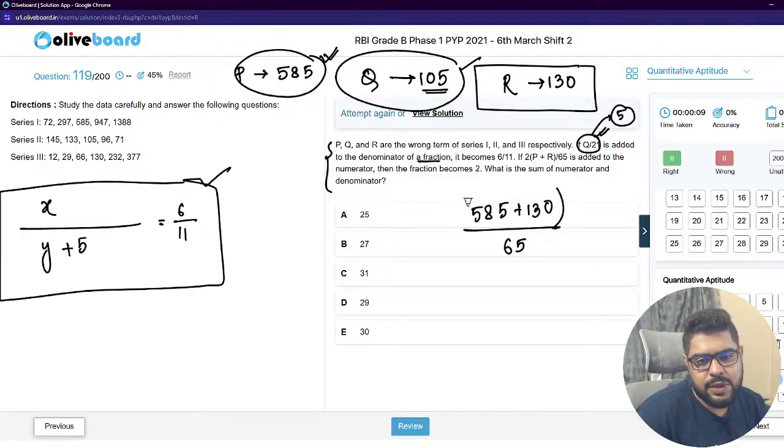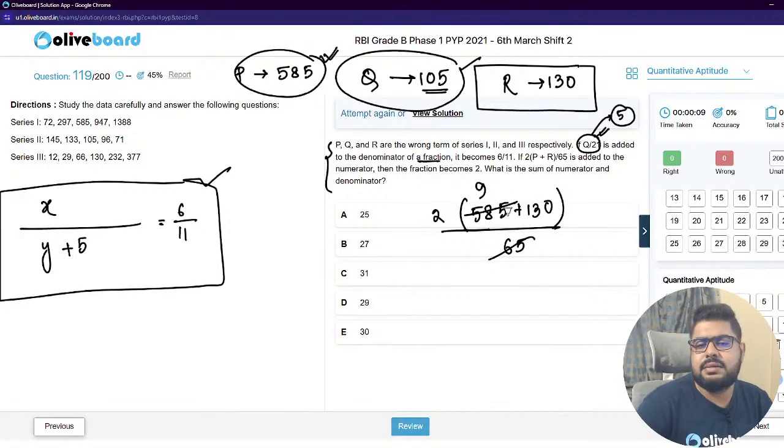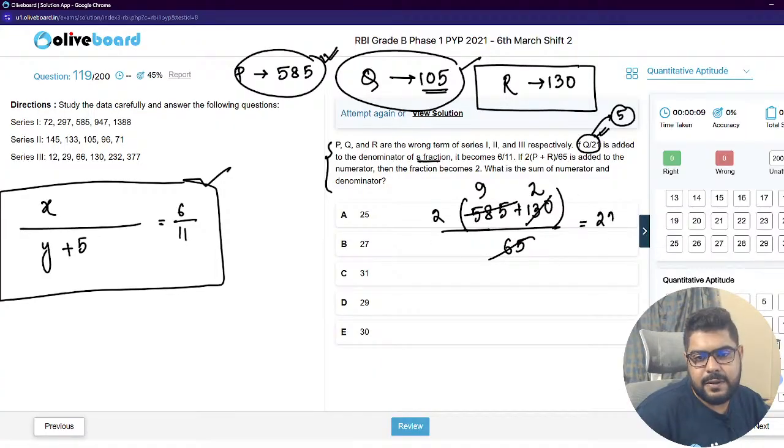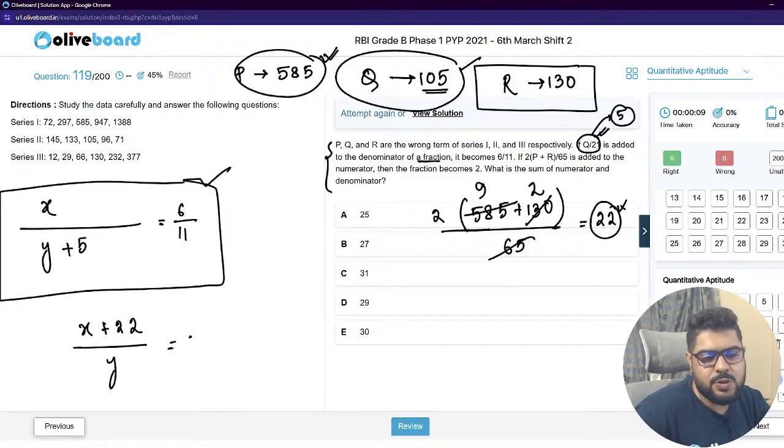And there is a 2 for that as well. 65 will go directly, sir. 6 9s are 54. Yes sir, directly this is 9 times. 6 9s are directly this, and 65 2s are this. So 11 plus 2 is 22, sir. So this is added to the numerator. So x plus 22 by y becomes 2, sir. You see, two unknowns, two equations. x plus 22 is equal to 2y.